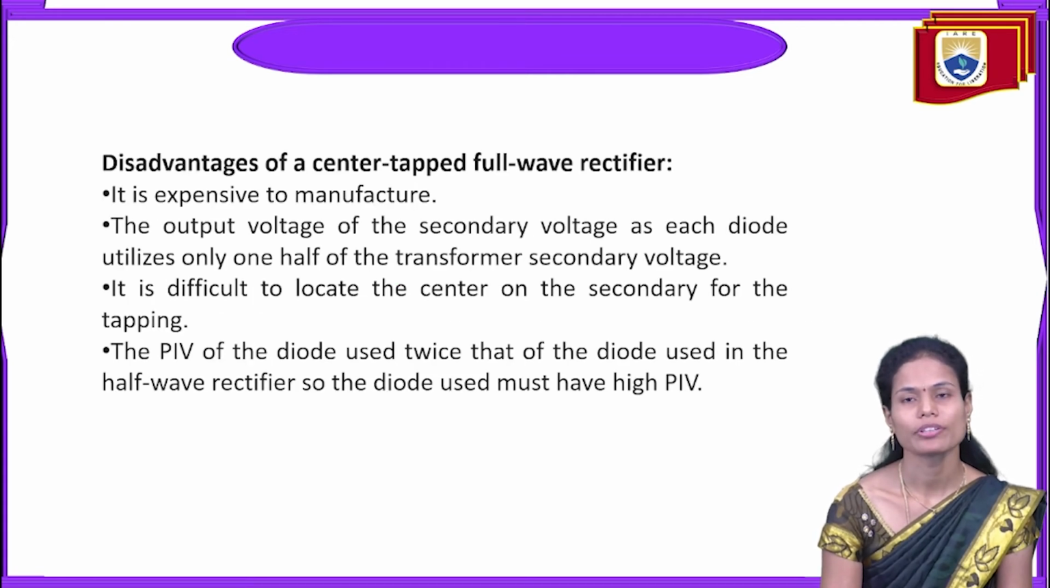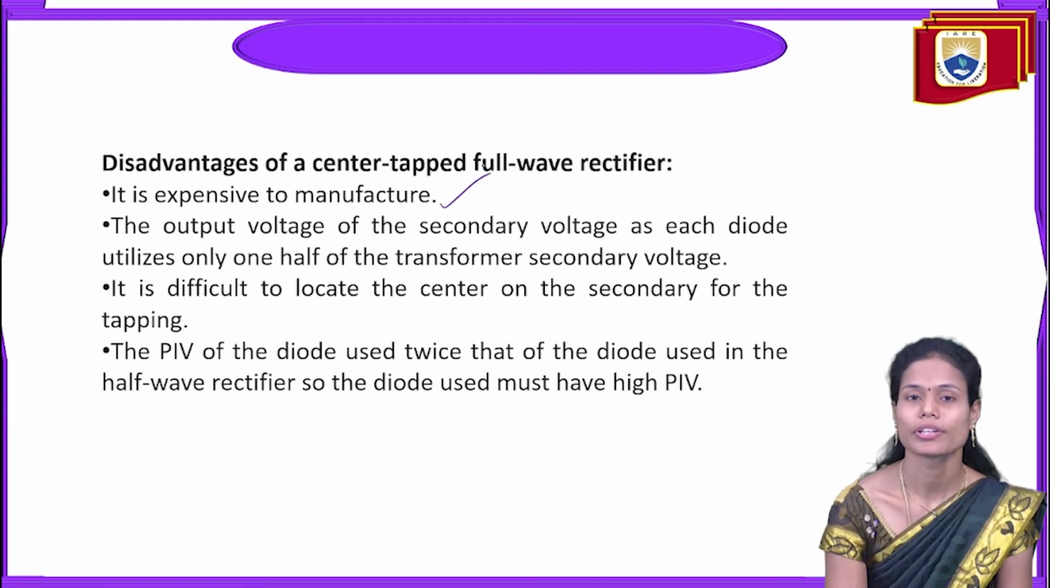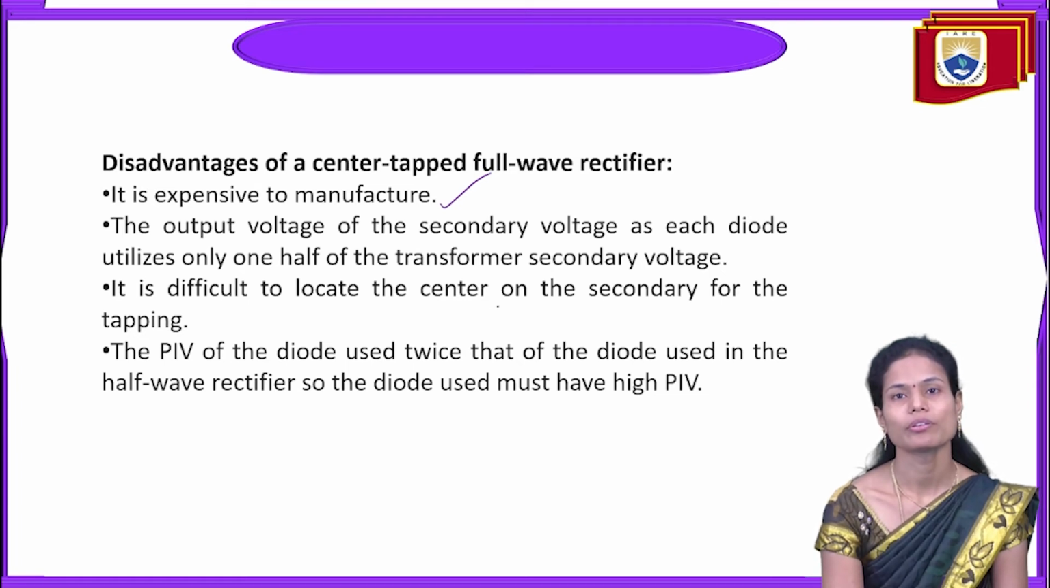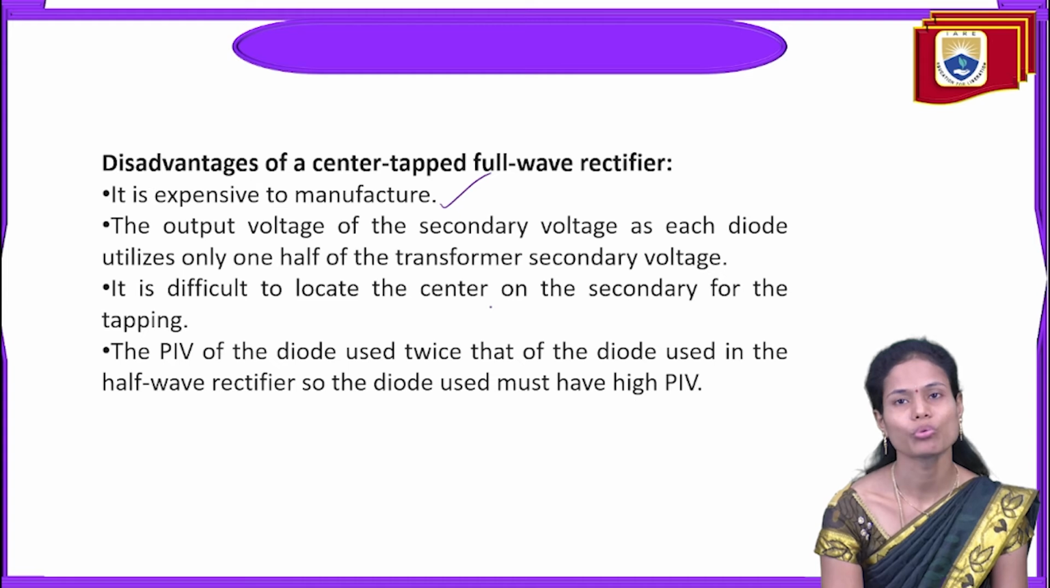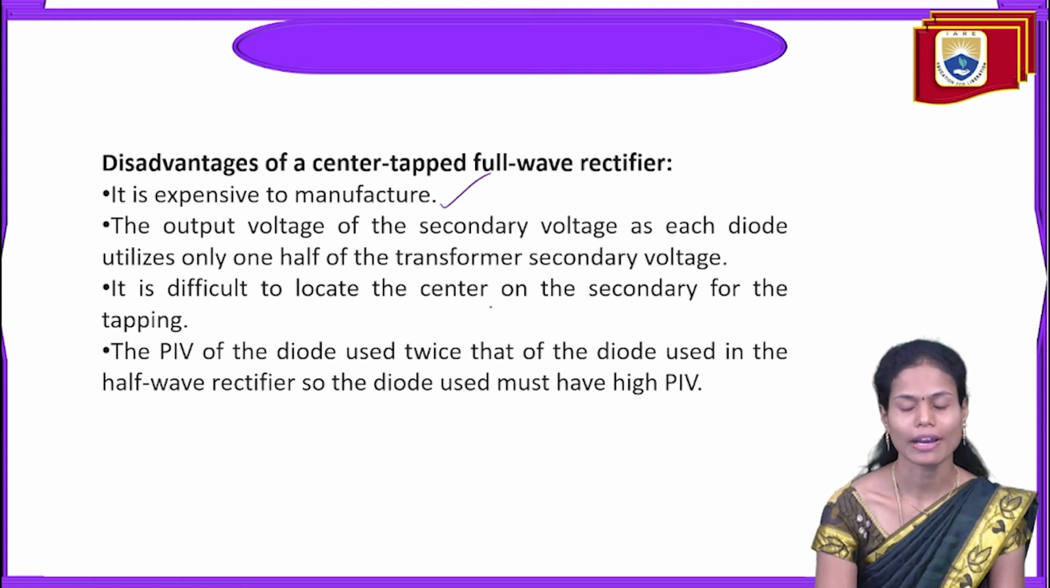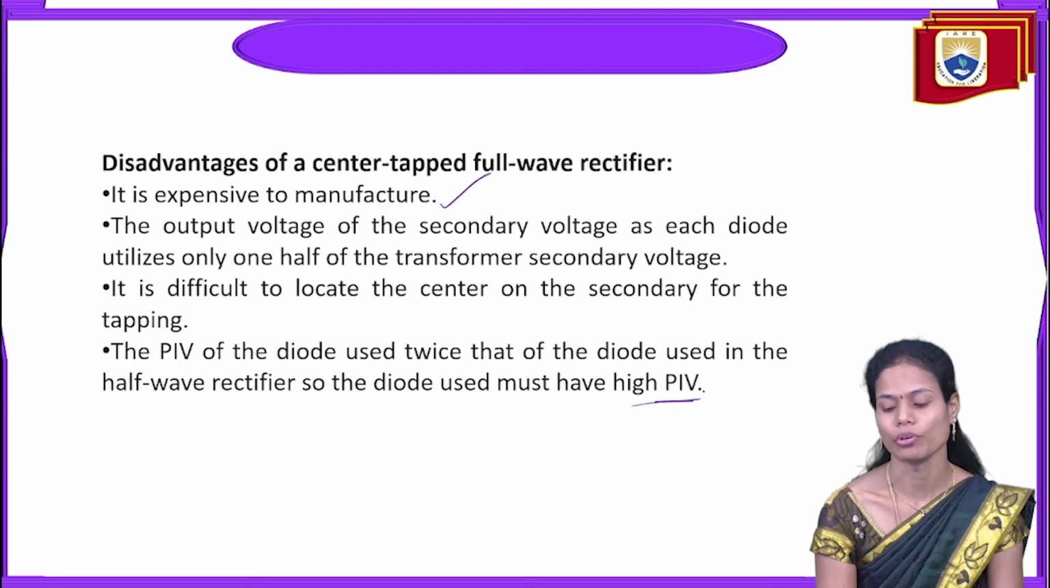Next, coming to the disadvantages of the center tapped full wave rectifier, it is expensive because of the center tapped transformer we are utilizing, and each diode utilizes only one half of the transformer secondary voltage. It is difficult to locate the center on the secondary winding of the transformer, and the peak inverse voltage of the diode is twice that of the diode used in the half wave rectifier. So the diode must have a high peak inverse voltage.